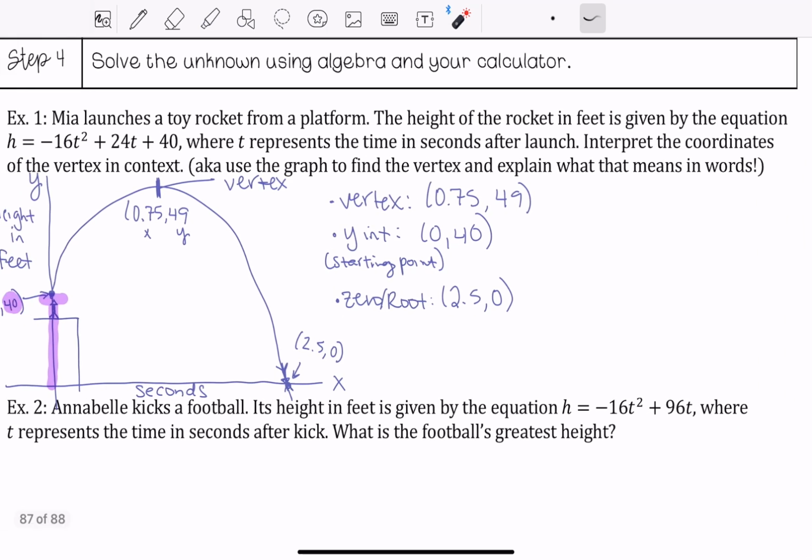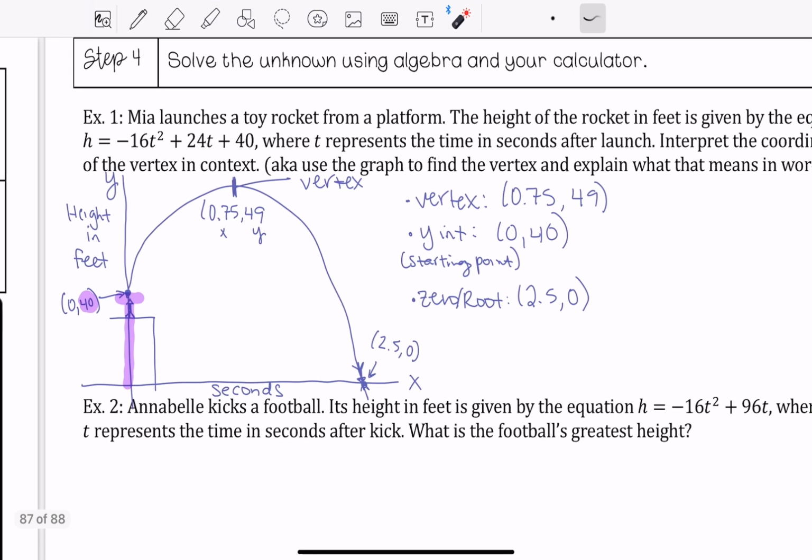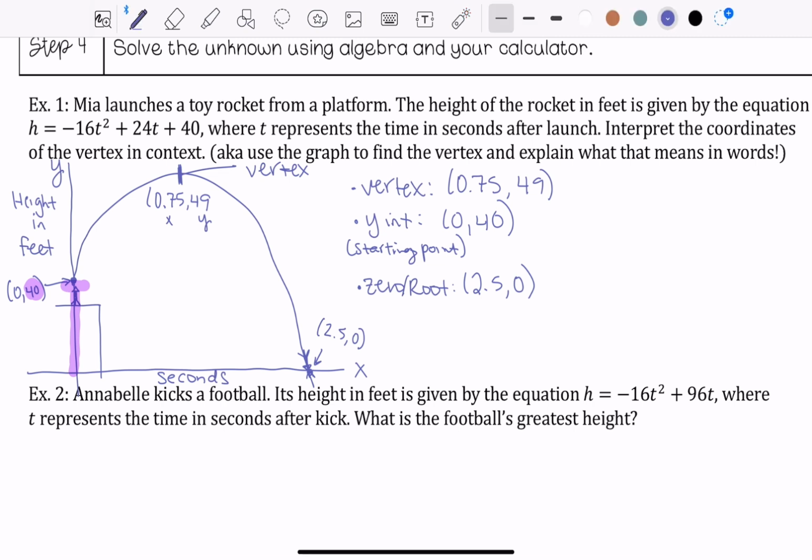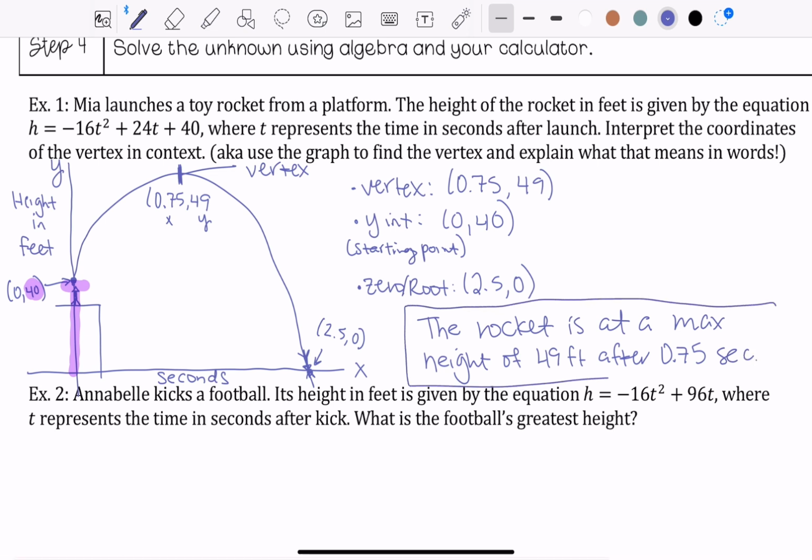Now I'm going to answer my exact question. It says, interpret the coordinates of the vertex in context. Here's our vertex. This vertex says that our rocket is at a max height of 49 feet after 0.75 seconds. And that would be the answer.